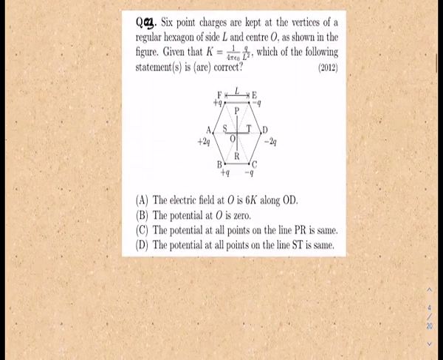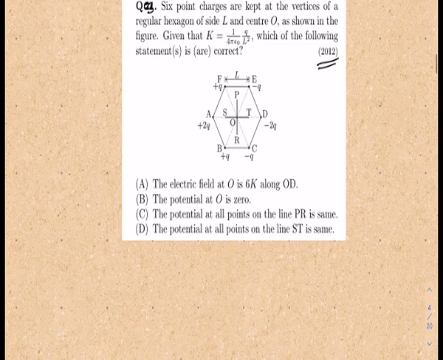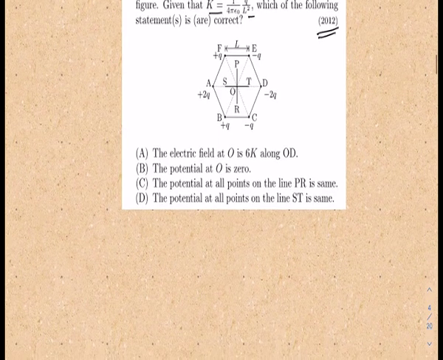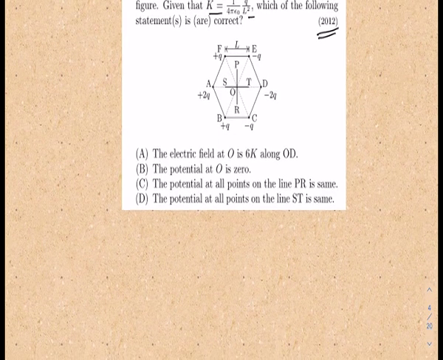Okay, let us do another problem. 6 point charges are, this was asked in 2012 JEE Advanced. So if you read the problem, the 6 point charges are kept at the vertices of a regular hexagon of side L and center O as shown in the figure. Given that K is equal to this much, which of the following statements are correct? So more than one option may be correct. So let us find it out option by option. So let us solve it.